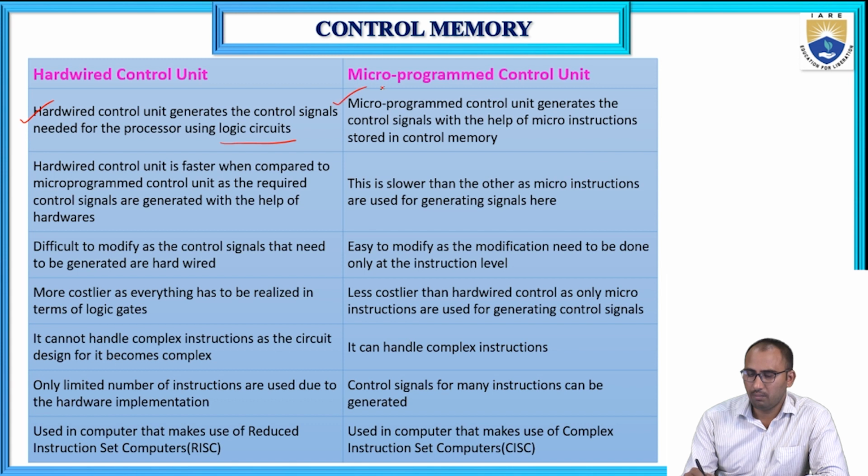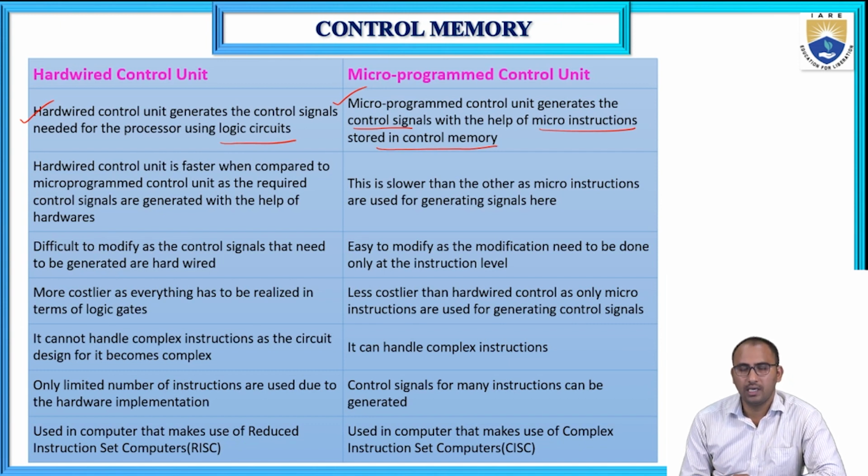And coming to the microprogrammed control unit, it generates the control signals with the help of micro instructions stored in control memory. In the control memory we are storing a microprogram. That microprogram consists of micro instructions, and each micro instruction generates one or more micro operations. Micro operations are the operations performed on the data stored in registers.